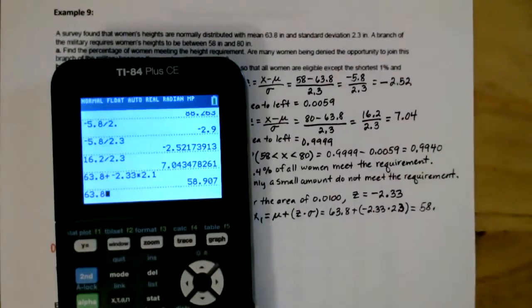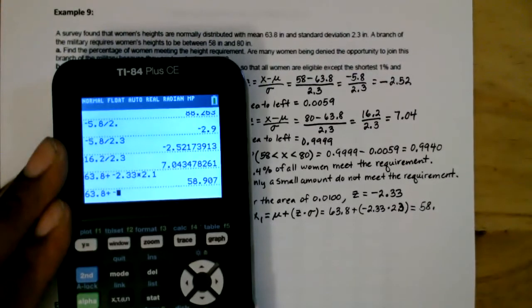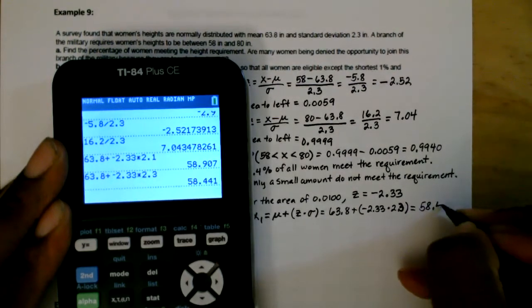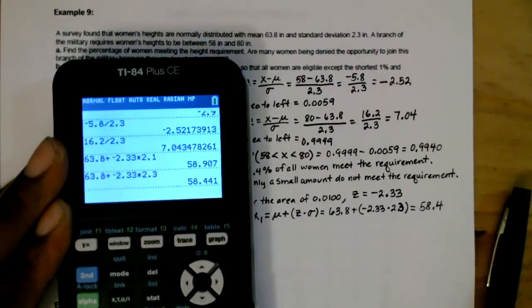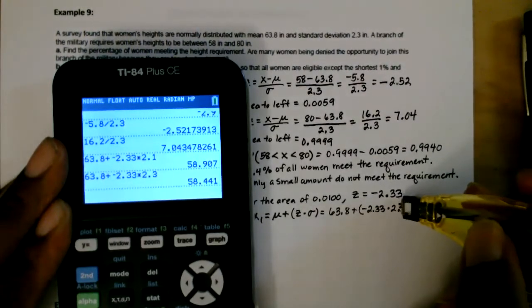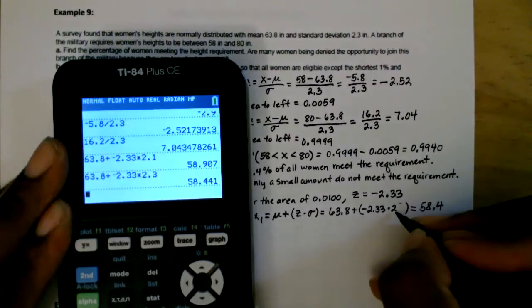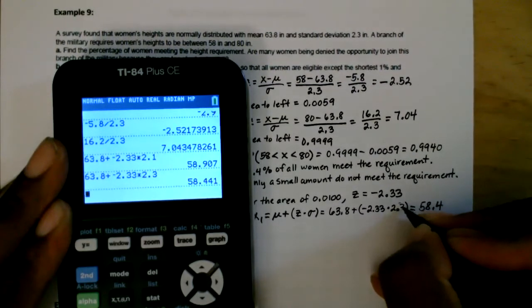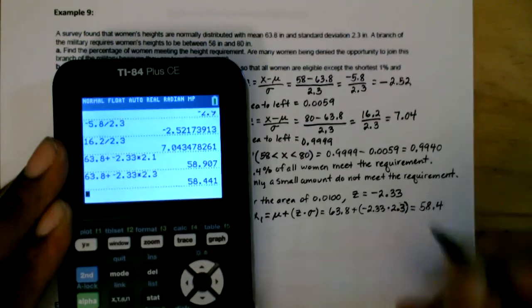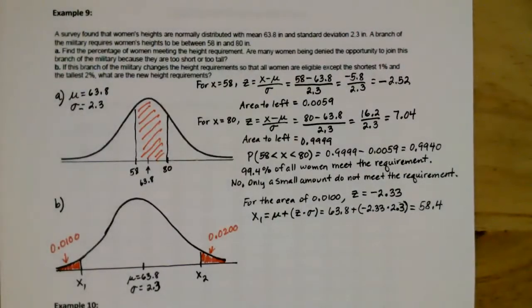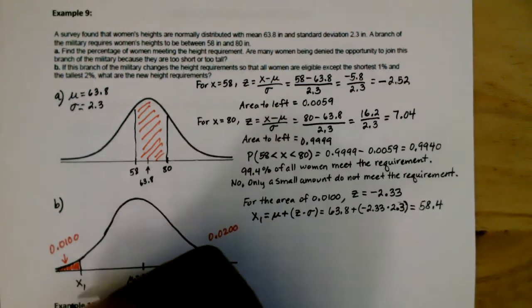Okay, so let's try that again. 63.8 plus negative 2.33 times 2.3. This would be approximately 58.4. Okay. This should be 2.3. So you want to make sure that your mean and your standard deviation when you copy it down is correct. So we know this is going to be 58.4.